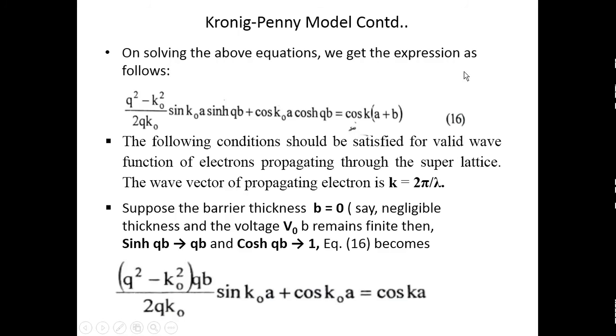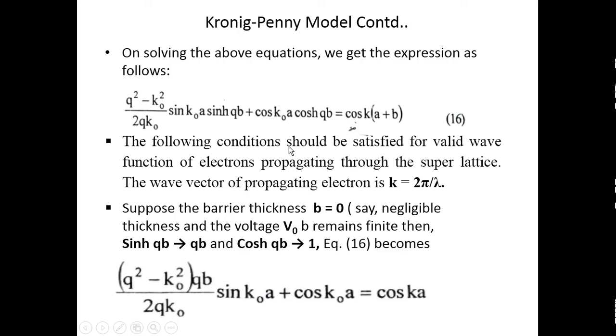On solving the above equation successively, we will get an expression as (q² - k0²) divided by 2k0q sin k0a sinh qb plus cos k0a cosh qb is equal to cos k(a+b).